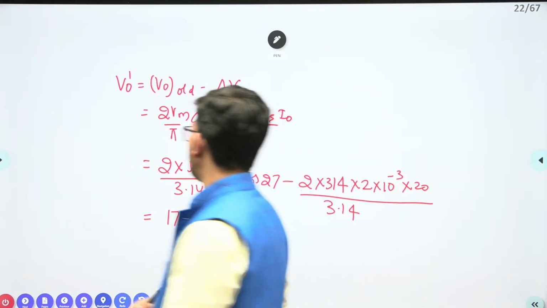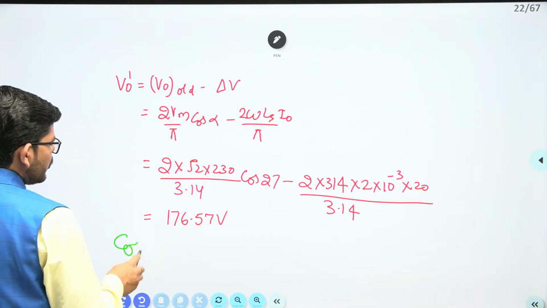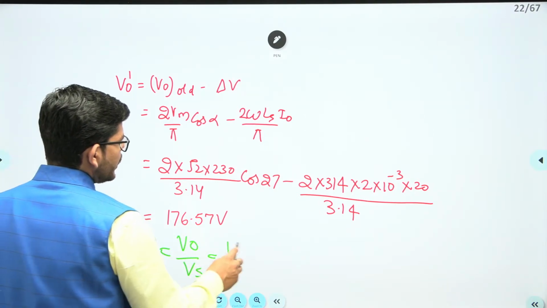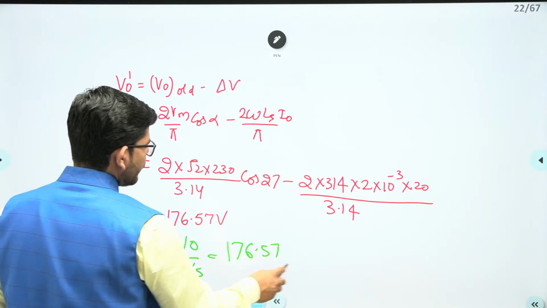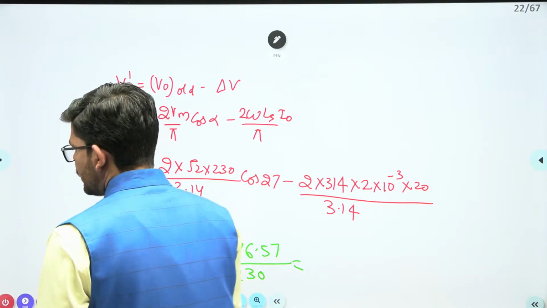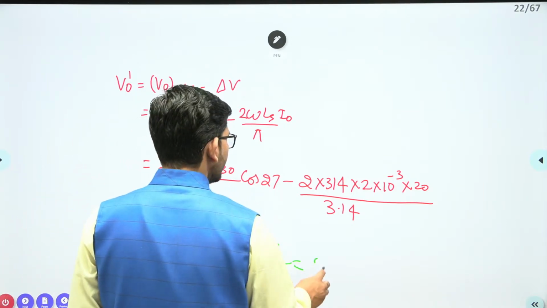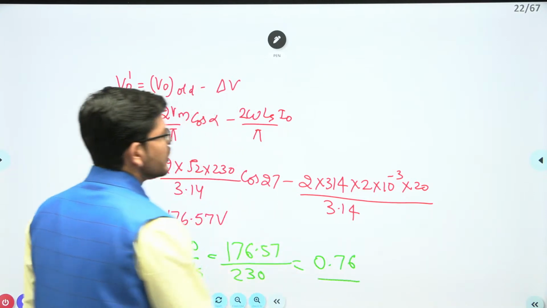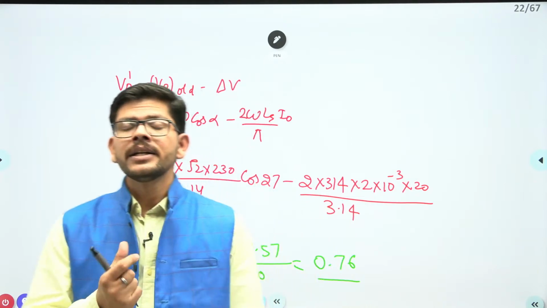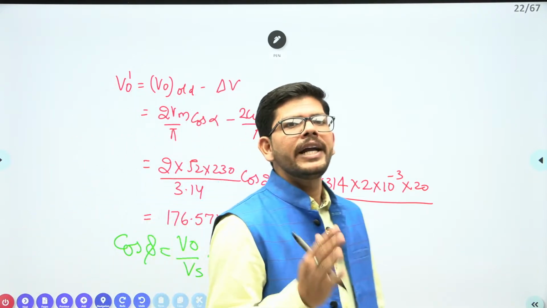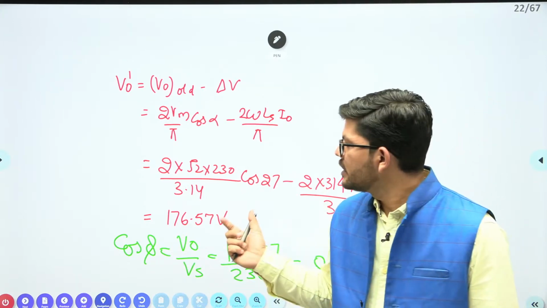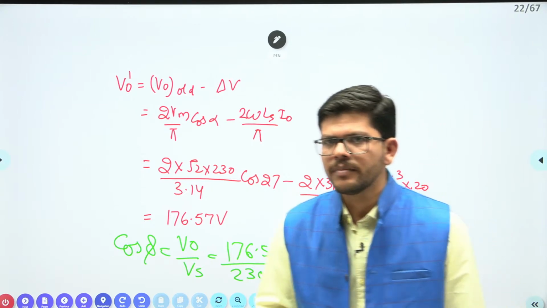So now what will be the power factor? Power factor, as you know, is V naught upon Vs. So V naught is 176.57 and Vs is given 230. So what will be the power factor, guys? It will be 0.76. So this is how you can solve this problem very easily, and you can expect this particular problem in the upcoming GATE exam. I'm very sure about this, that you can expect this kind of problem in the upcoming GATE exam. I hope you have got it.